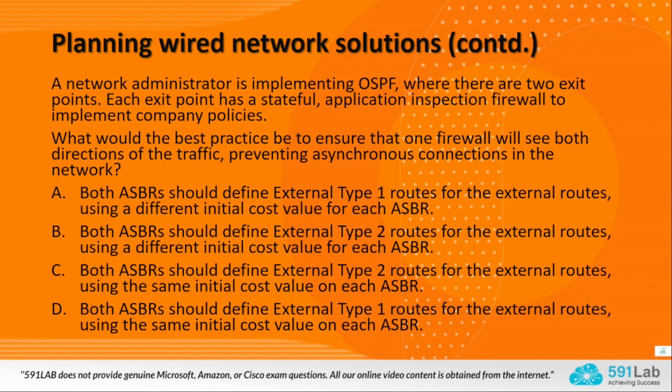Option C. Both ASBRs should define external type 2 routes for the external routes using the same initial cost value for each ASBR. Using same initial cost value won't make any cost differentiation and cannot make primary path. This is wrong. Option D. Both ASBRs should define external type 1 routes for the external routes using the same initial cost value on each ASBR. External type 1 would not be suitable. So this is wrong. So the correct answer is option B.